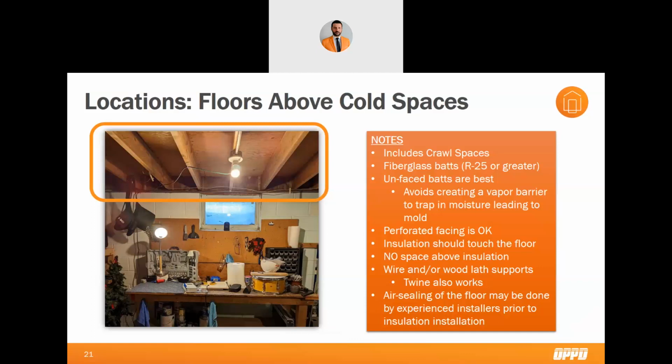Some other things to keep in mind are to ensure there is no space between the insulation and the floorboard above. To keep insulation up in the joist, wood lathe supports or wire work well versus stapling the backing to the joist, which can cause the insulation to sink off of the floorboard.